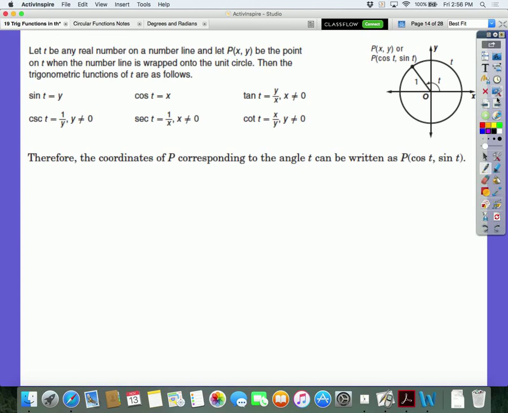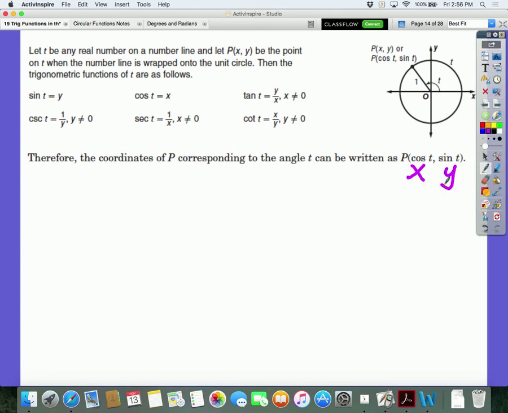P corresponds to angle t, as seen over there. In the unit circle, points are represented as the cosine of your angle measure for your x value and sine of your angle measure for your y value. Okay? So cosine is x and sine is y. Right?